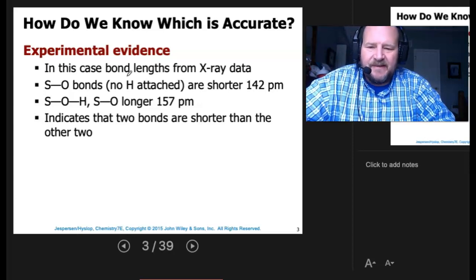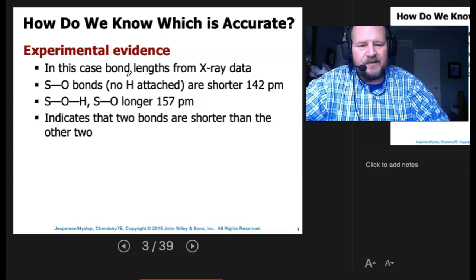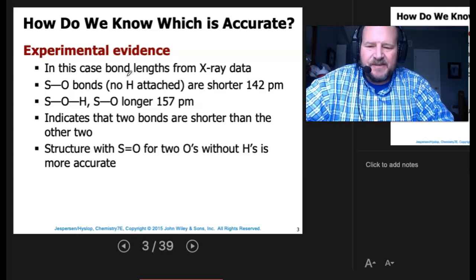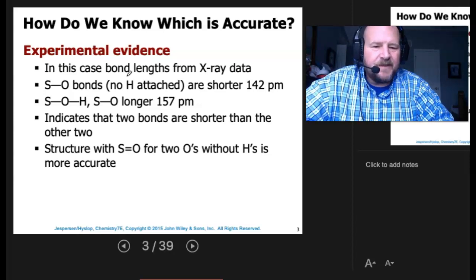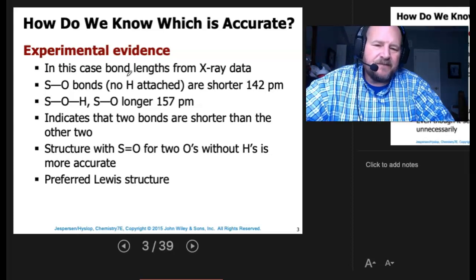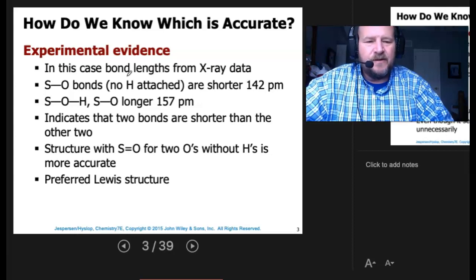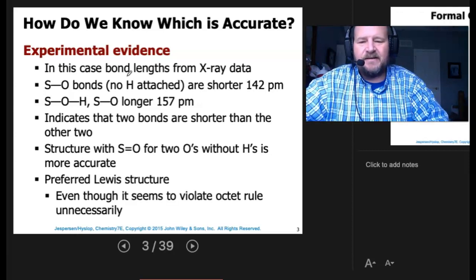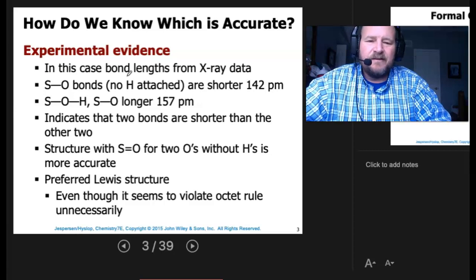So that's going to indicate that there are two bonds that are shorter and the other two are going to be a little bit longer. The structure with the S double bond O for the two oxygens without hydrogens would come off to be more accurate. And so that's going to be what we consider to be the preferred Lewis structure. And again, that's okay for sulfur because sulfur has that d orbital. So even though it's violating that octet rule, it works.